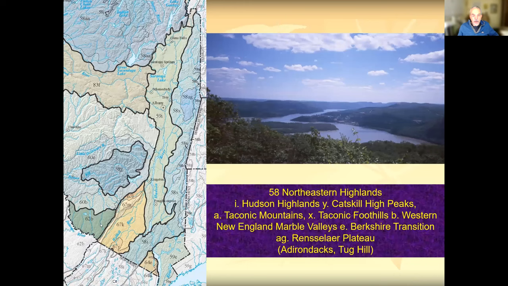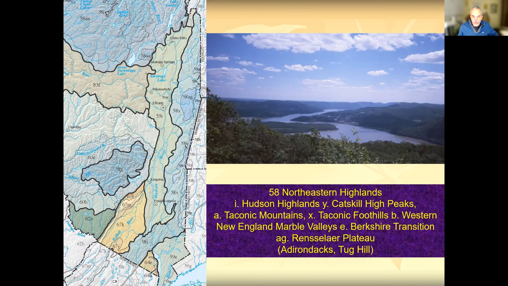Now, from there, we'll go to a larger ecoregion, the Northeast Highlands, 58. So this encompasses the Catskills. These are the mountains of the state, the mountains and the high hills, you could say, the Catskills. Here, the Hudson Highlands, which go across north of New York City, and then the Taconic Ridge, which goes up along New England with the Taconic foothills.